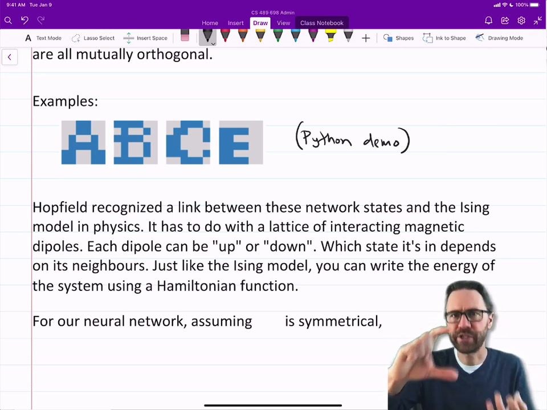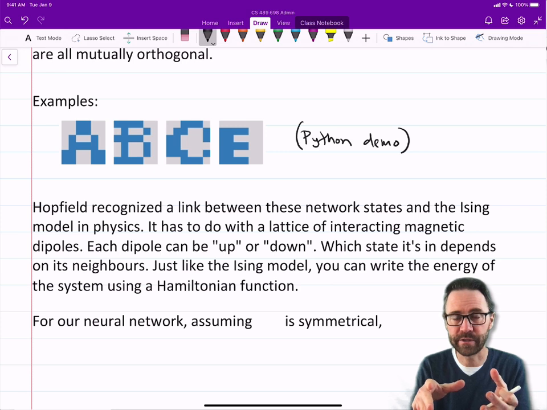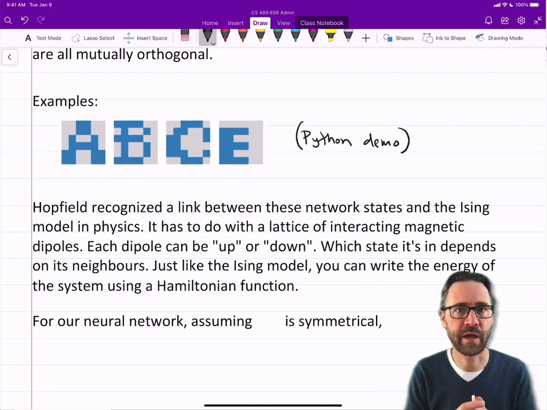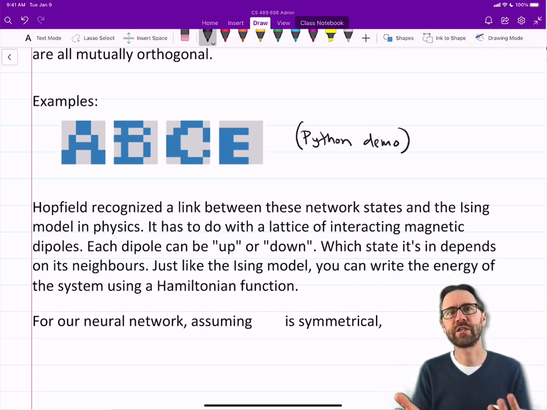But the low energy state of any dipole depends on its neighbors. And so if it changes, it might change the state of its neighbors. If its neighbors change, it might change the state of its own dipole. So you can see they're all sort of linked together.